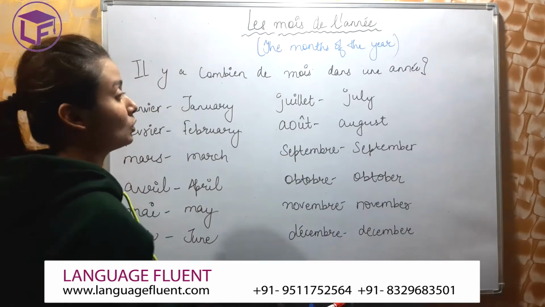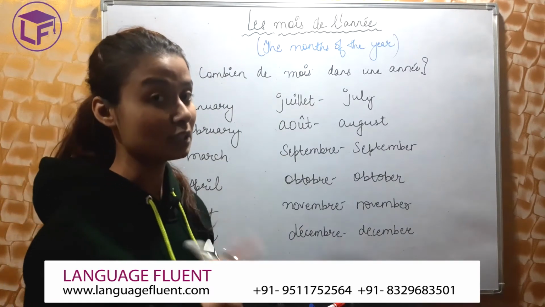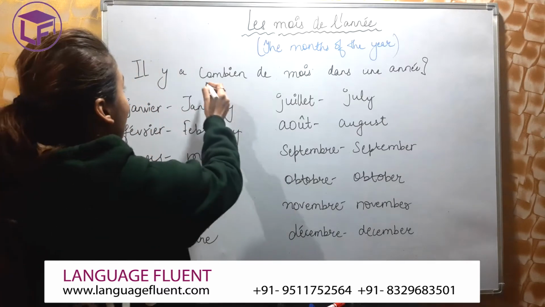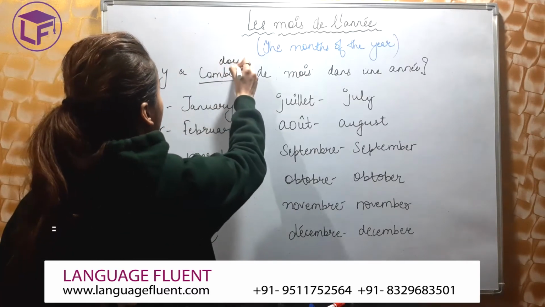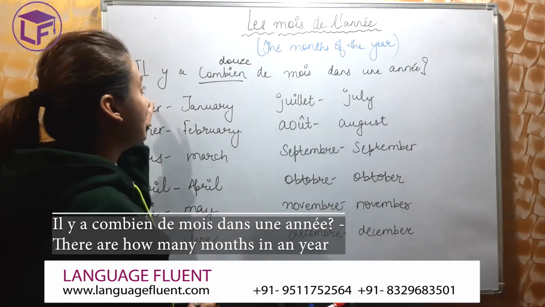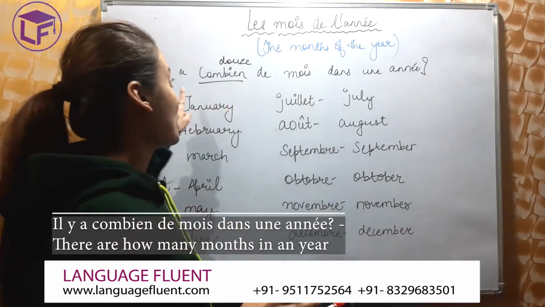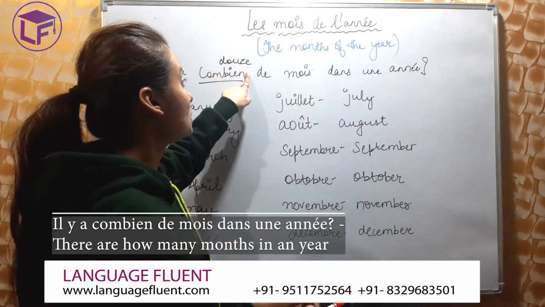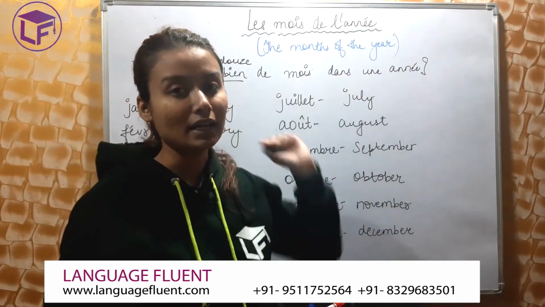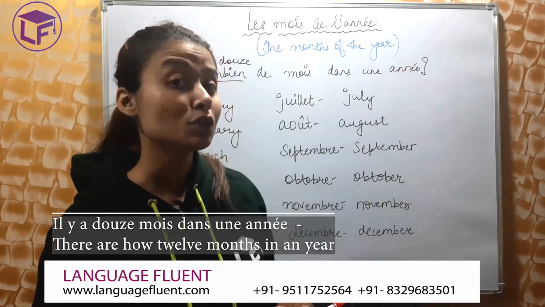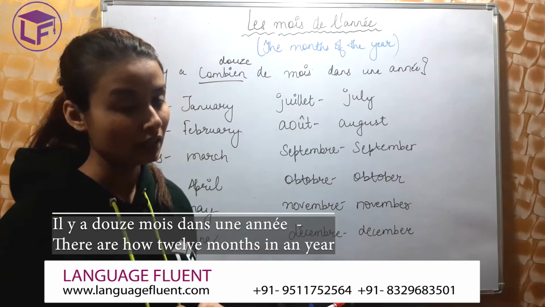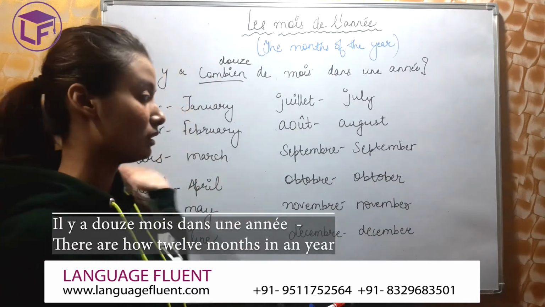Right, 12. So if you know the counting, then you must be knowing that 12 is called 12 in French. Say 12. So the answer of this question will be, il y a 12 mois dans une année. Il y a 12 mois dans une année. Alright, so let's begin with the months of the year.